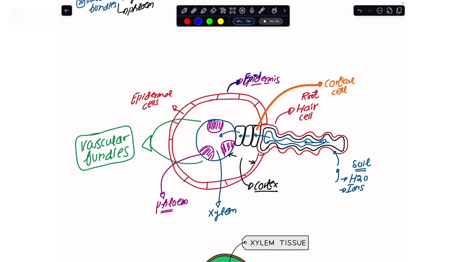Now what we have got in between the vascular bundles in the center and the epidermis on the outside of the root, in this area we have got these cells, or a tissue, and the name of the tissue is the cortical tissue, and every cell over here is a cortical cell. Overall, we also call this layer the cortex.